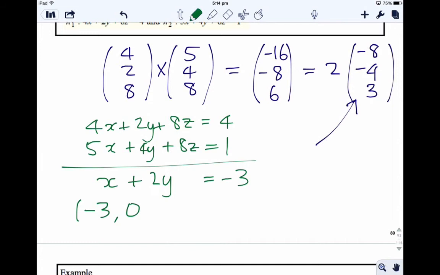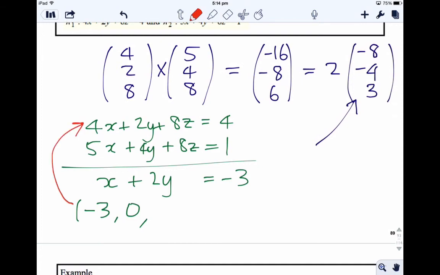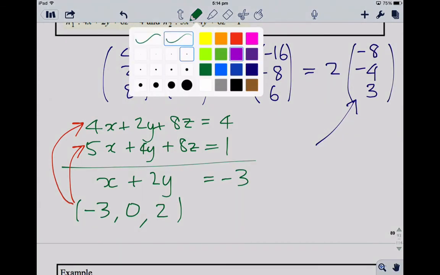I could have chosen x equals negative 6 and then found the value of y after that, but all I need is 1 point. So I've got x equals negative 3, y equals 0. What's the z value that corresponds to that? Well, all I'm going to do is substitute that into either one of these two equations to find my z value. If I put x equals negative 3 in the top one, I get negative 12 plus 2 times 0, so just negative 12 plus 8z equals 4, which gives me z equals 2. There we go. I've got a point on the line, and that is all I need to get the answer.